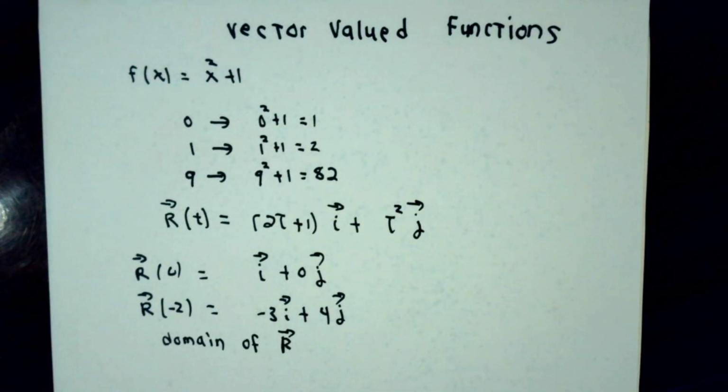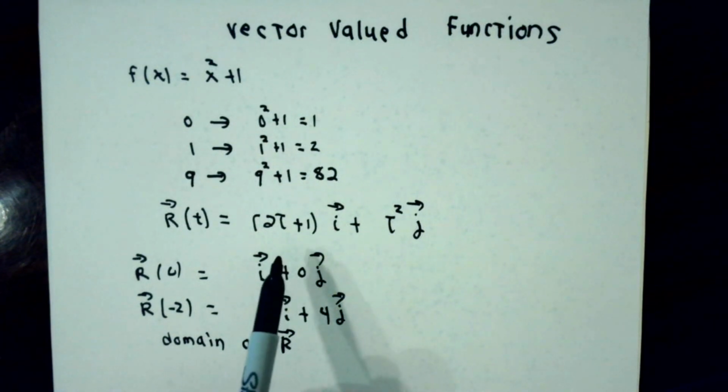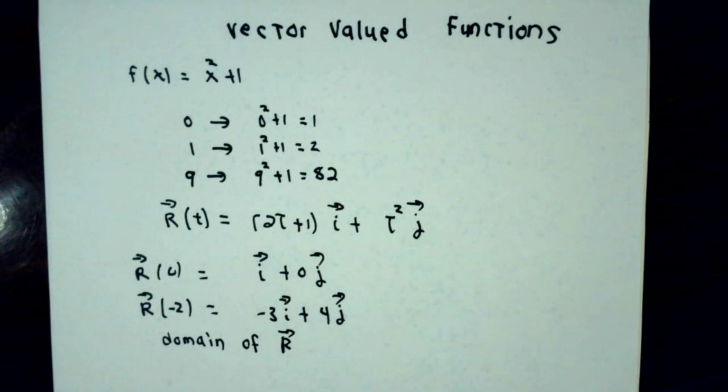As usual, we'll call the domain of this function the set of all t numbers that are allowed to be put into the function. We can always evaluate 2t plus 1 and t squared, so unless there's a reason to restrict the domain, we'll say that the domain of this particular function is all real numbers. t can be any real number. The range is more difficult to think about. The range is the collection of all the vectors that you could get by evaluating r.